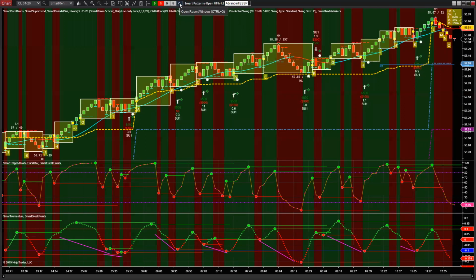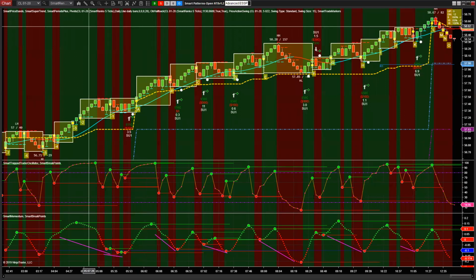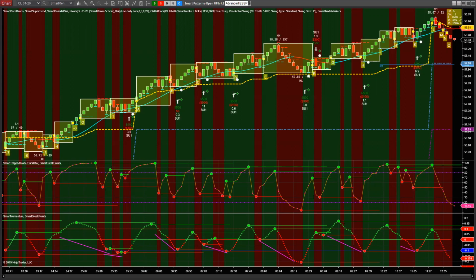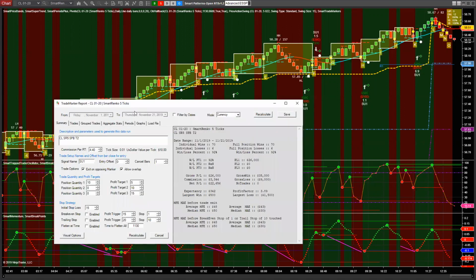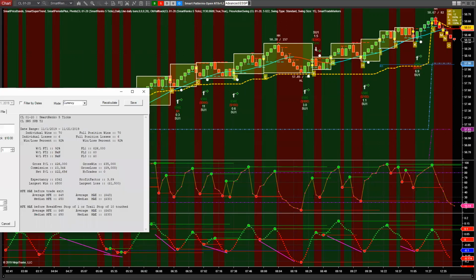And on this one, I can open the report window, and it'll give me this report. It has all the different tabs on it and everything. This is where we can save it and share it with other traders and things like that. We'll go over that in a couple minutes, okay?